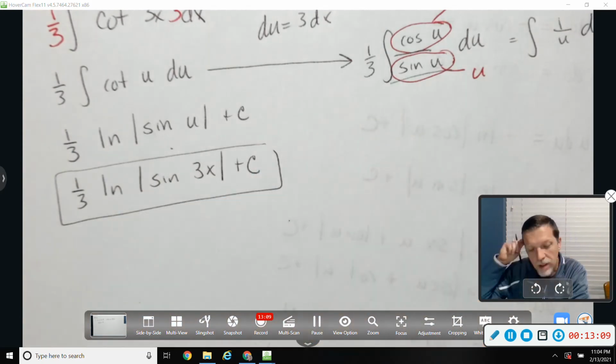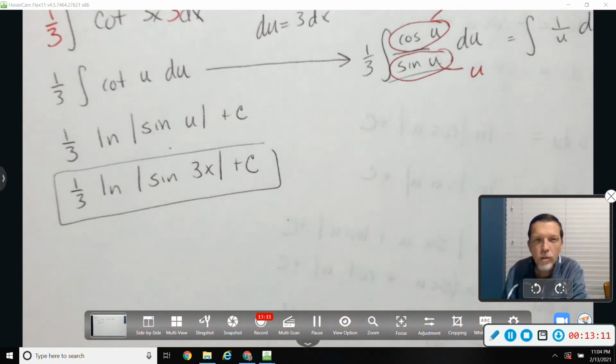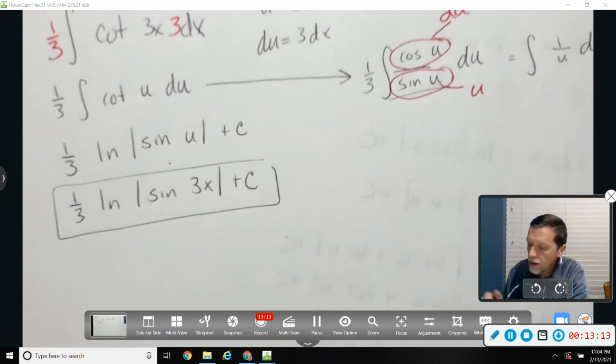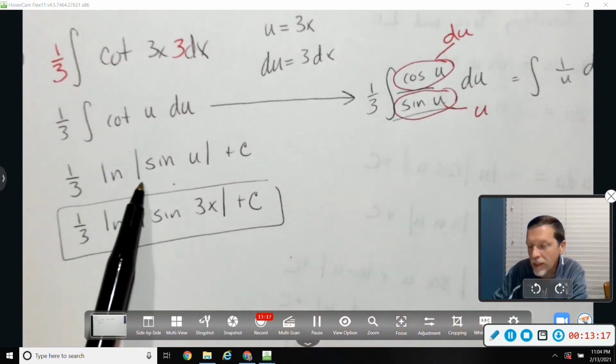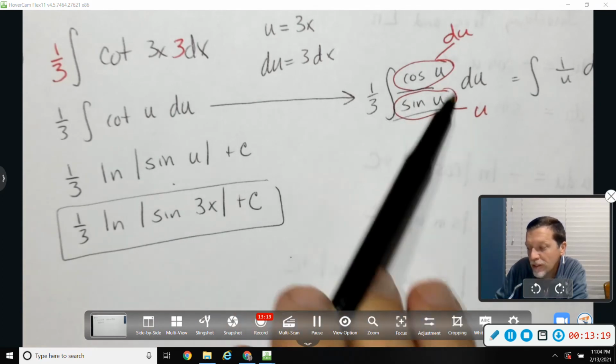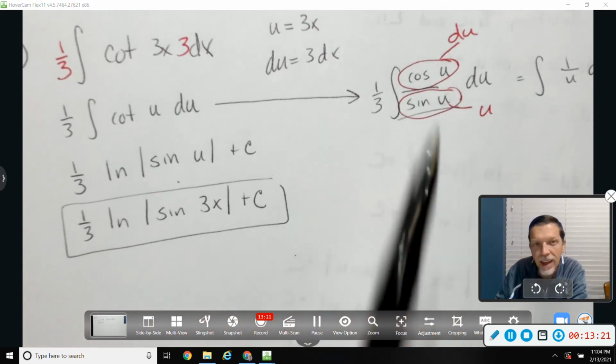So that was one that had the tangent cotangent thing in it. Again, you can do the figure it out method, or you can do the straight memorize method. I prefer the figure it out method because that's one less thing I have to memorize.